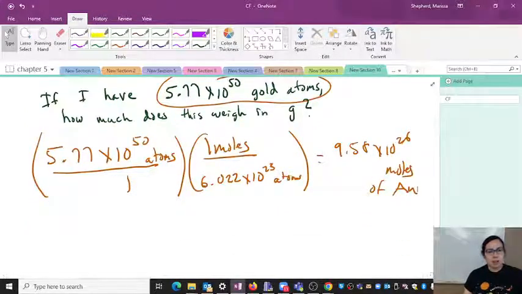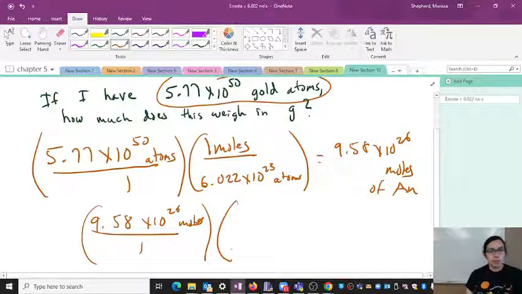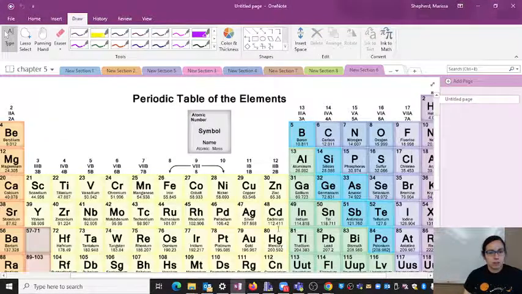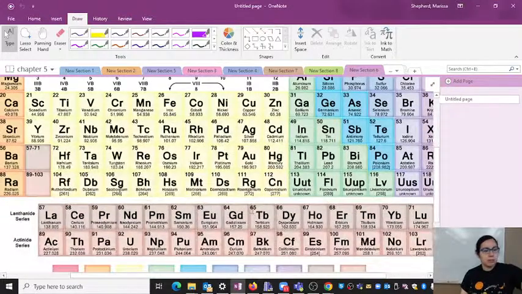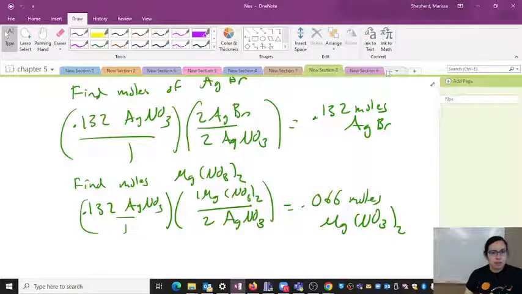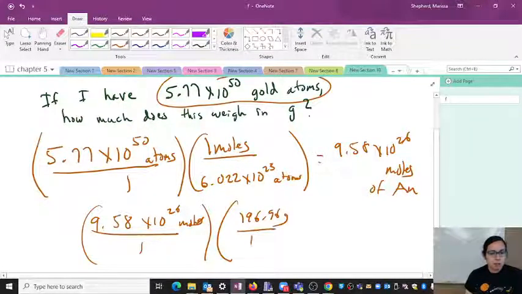Now that we have moles, we can go to grams. That'll be our last step. So 9.58 times 10 to the 26 moles. Pop over to our periodic table. Gold has a molecular weight of 196.96, so 196.96 grams per 1 mole.